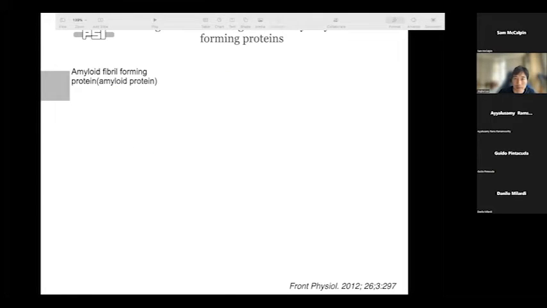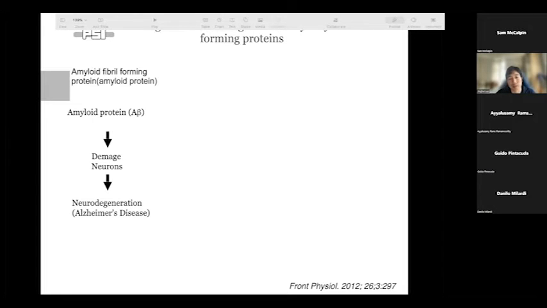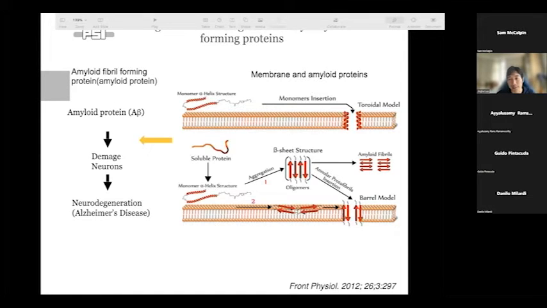I would like to use Alzheimer's disease amyloid beta as an example. Amyloid beta can accumulate, damage neurons, and eventually cause neurodegenerative disease, which you probably know very well. As one of the main hypotheses, the amyloid protein can interact with the lipid membrane, cause leakage of cellular membranes, and eventually induce cell death. So there are a few models for the lipid leakage.